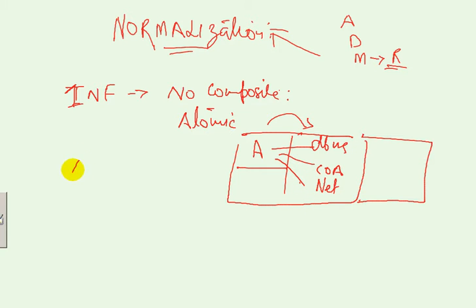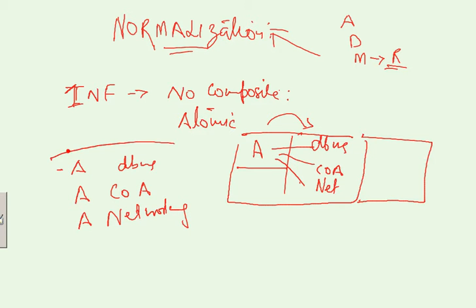We have to say A, then DBMS. Then A and computer organization architecture. A and networking. Right? So this will give us a table structure. We already discussed these things. This is your 1NF. No composite attribute, it should be atomic, like we have here. Everything is atomic. And there should be a primary key. This is also in 1NF.